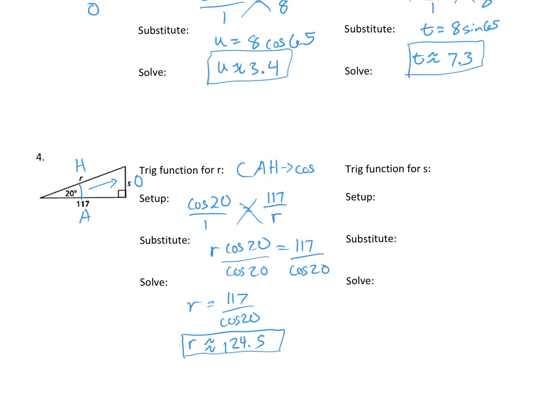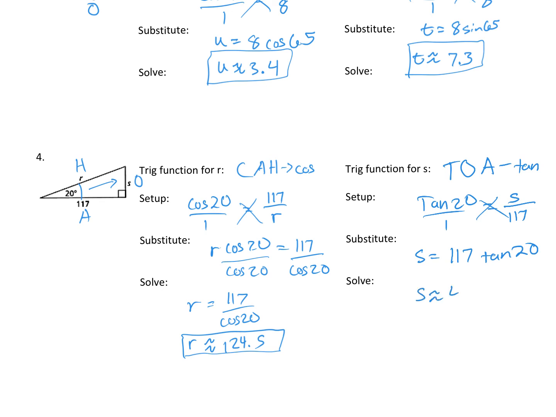S. S is O, our opposite. We are given our adjacent. So we are dealing with TOA, or our tangent. So I'll set it up. Tangent of 20 degrees over 1 must then equal opposite over adjacent, which is s over 117. We'll cross multiply. S equals 117 times tangent of 20. And plug that into the calculator. S should equal about 42.6 distance.